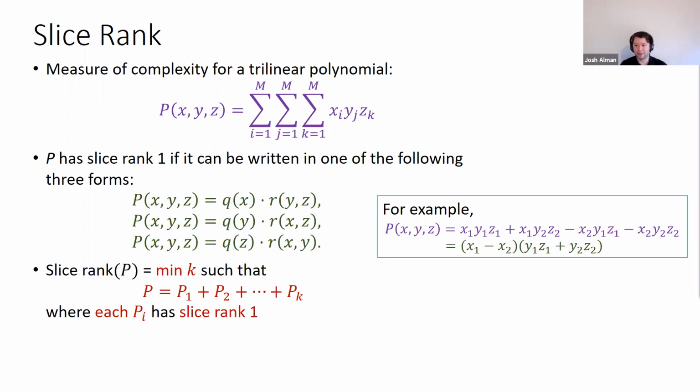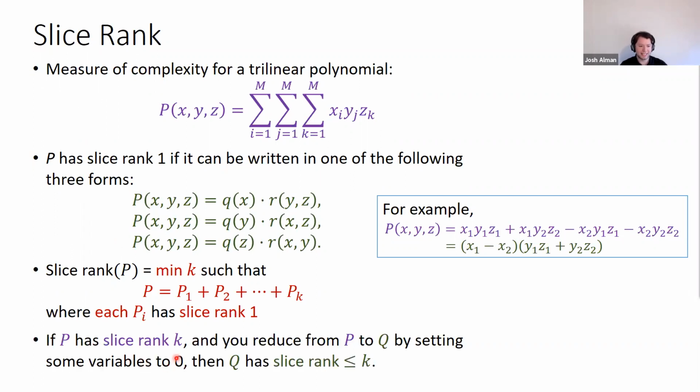And one of the components of the proof that I mentioned before is that universal reductions never increase the slice rank. And in the case of just setting variables to 0, like the reductions we've been talking about, it's pretty easy to see that that's the case. So if p has slice rank k, and you reduce from p to q by setting some of the variables to 0, then q is also going to have slice rank at most k, right? Because you can imagine, if you just took one of these slice rank 1 polynomials and set some of the variables to 0, it's still going to be a slice rank 1 polynomial, by just setting to 0 inside these 2 components of the polynomial.